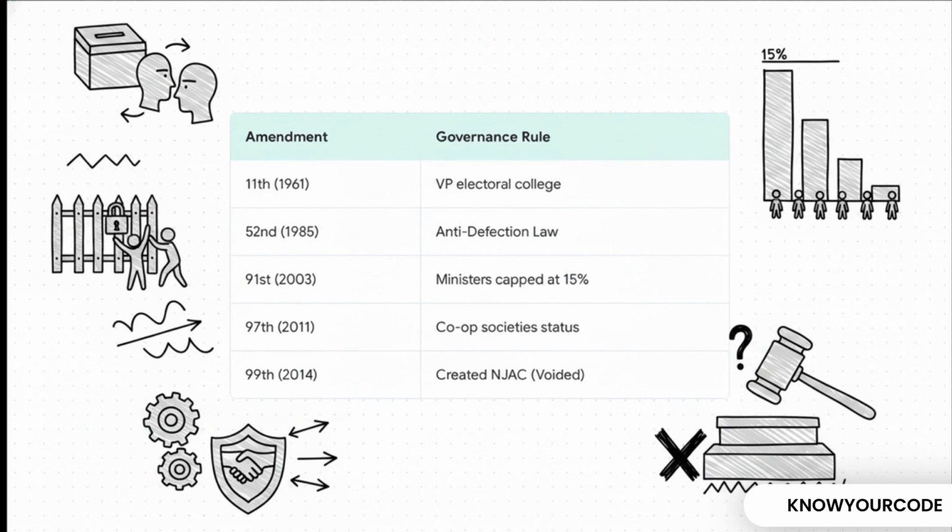The 97th elevated cooperative societies by giving them constitutional status. And we can't forget the 99th, which attempted to create a National Judicial Appointments Commission to change how judges are picked, though the Supreme Court actually struck that down to protect their own independence.